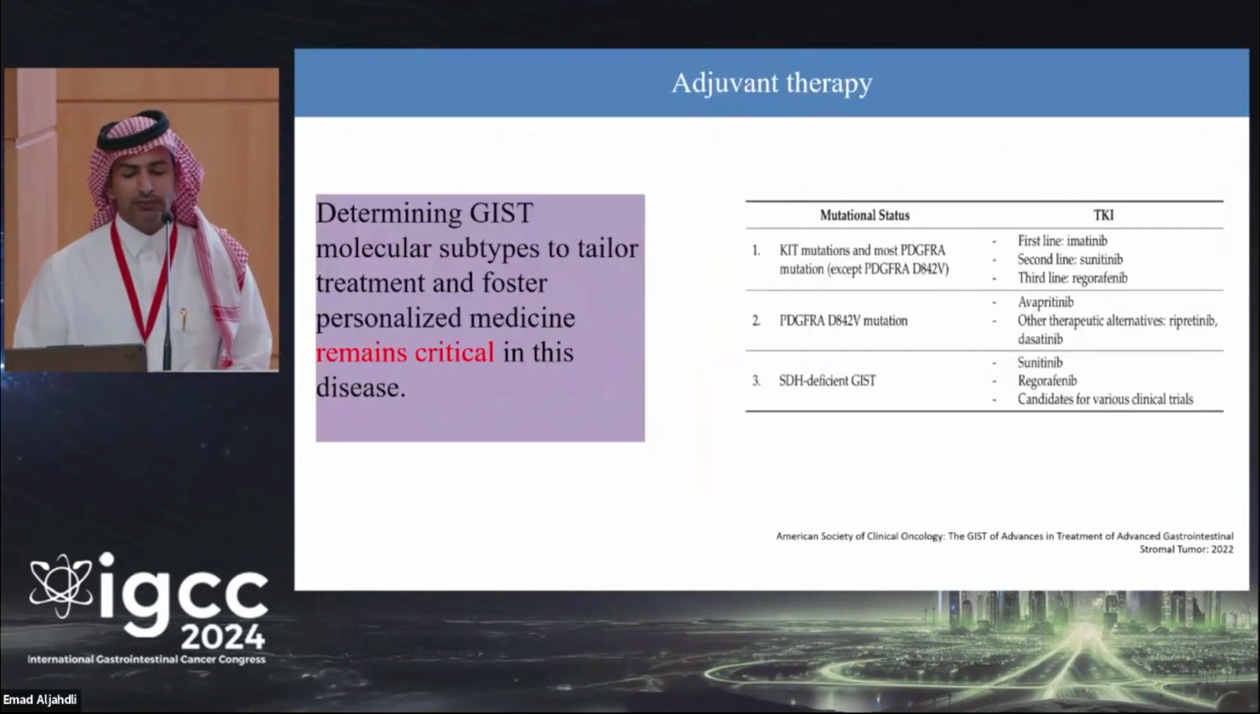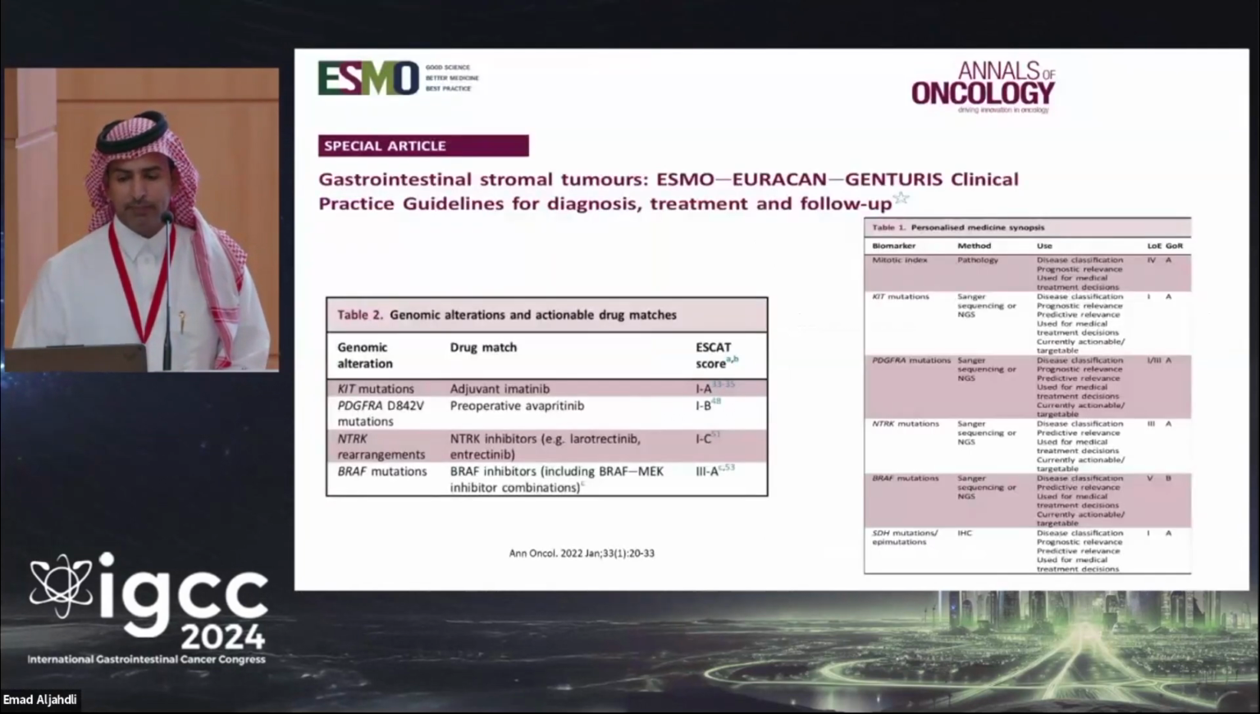It's very important to check the molecular subtype, because KIT usually responds well to imatinib as a first line, but if there's a mutation in platelet-derived growth factor alpha, avapritinib is usually the way to go. And succinate dehydrogenase deficient is a different category, wild type, and may require a clinical trial.